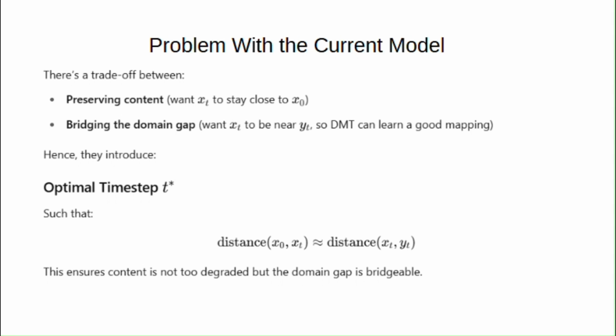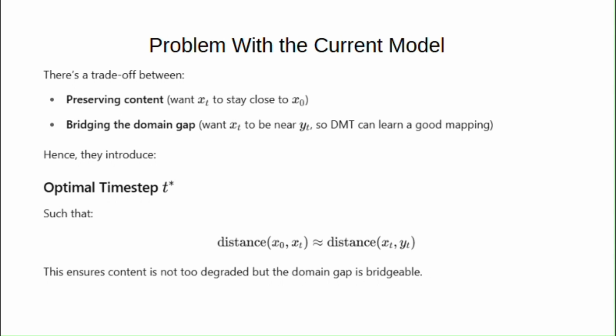This leads us to the central trade-off: content preservation requires a small t, keeping xt close to x0, and domain alignment requires a larger t, pushing xt closer in distribution to yt. We want to balance these two factors. The insight here is that there is an ideal intermediate timestamp, denoted by T star, where these opposing forces are balanced. At this point, enough noise has been added to suppress low-level style information and reduce domain-specific differences, but not so much that we have lost semantic structure.